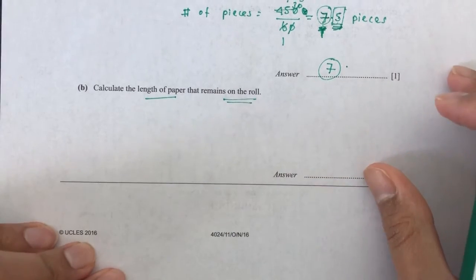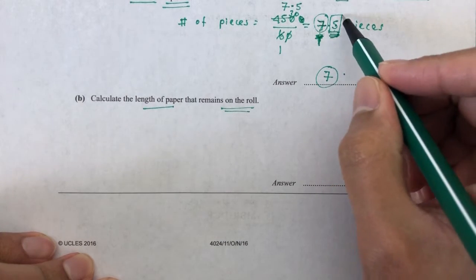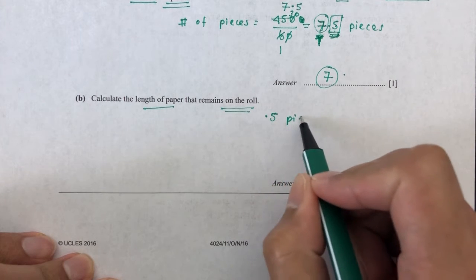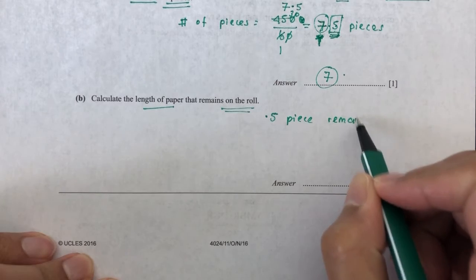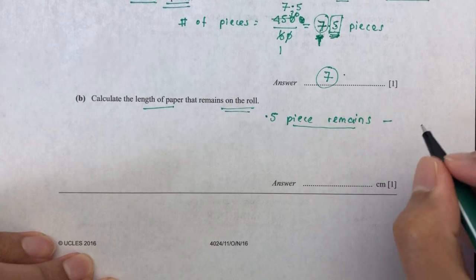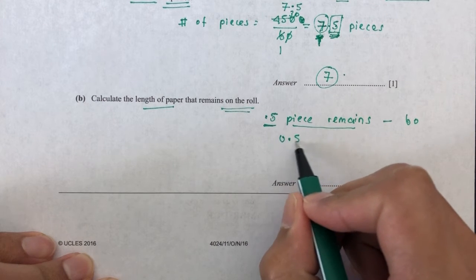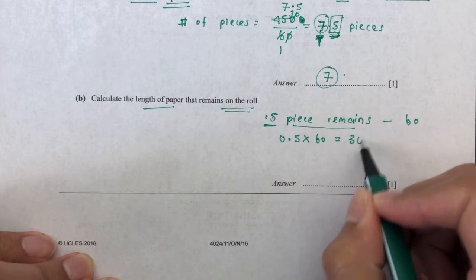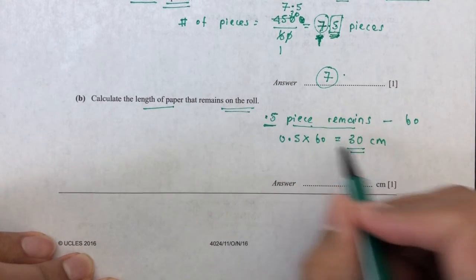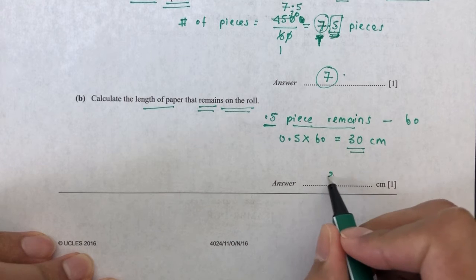So how much paper remains? As we can see, we took 7 pieces, and 0.5 piece remains, right? So what is the length of one piece? We know that the length of one piece is 60 centimeters. What is the length of 0.5 piece? We do 0.5 times 60, that will be 30 centimeters. So the length of the half piece is 30 centimeters, which equals the remaining paper on the roll. So your answer for part B will be 30 centimeters.